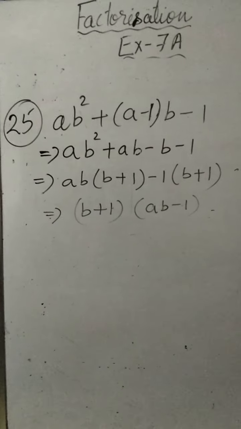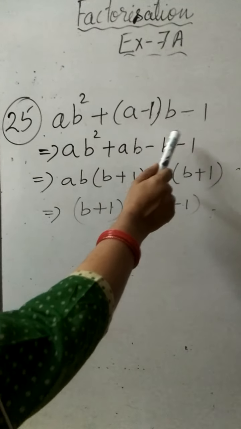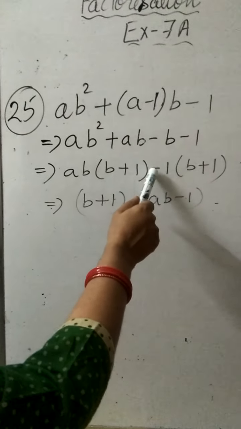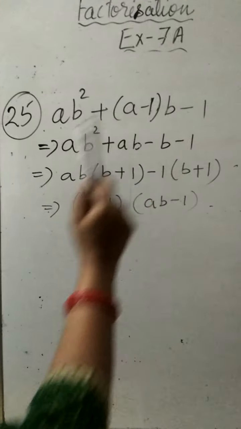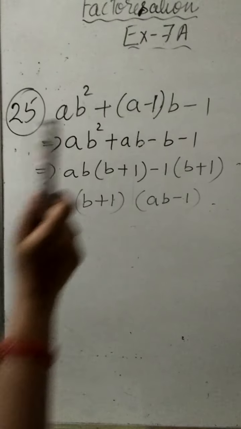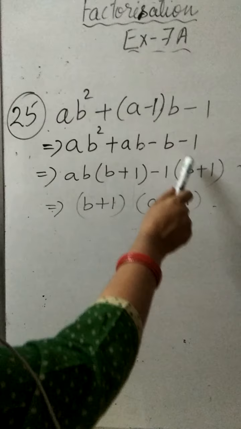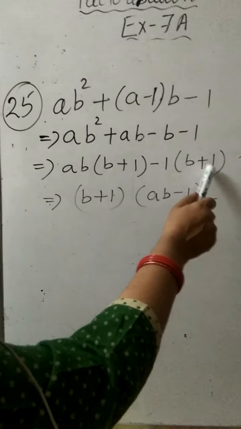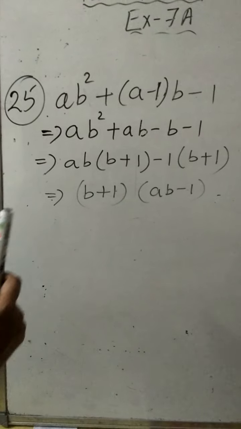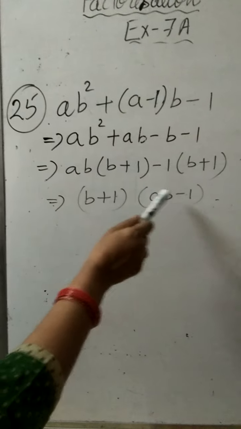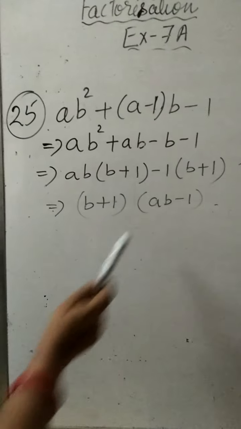So here is 1. Now here is a minus sign and here is a minus sign. If both have a negative sign, we will take minus common and inside will become plus. Nothing is common means 1 is common. Then again b plus 1. If you have to check, just multiply it, you will get minus b and minus 1. Now b plus 1 is a common factor and the remaining ab minus 1 is your answer.